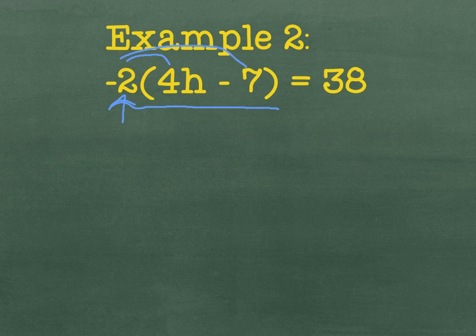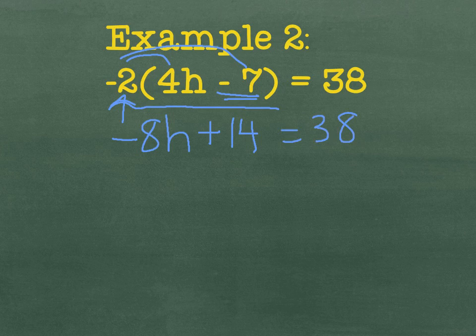So negative 2 times 4h is going to be negative 8. The h comes with it. Negative 2 times negative 7 is going to be a positive 14. So through that distributive property, I've simplified a little bit, and now I'm in a position where I can solve this two-step equation.